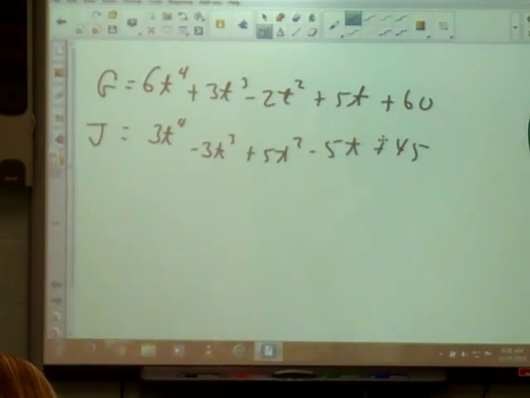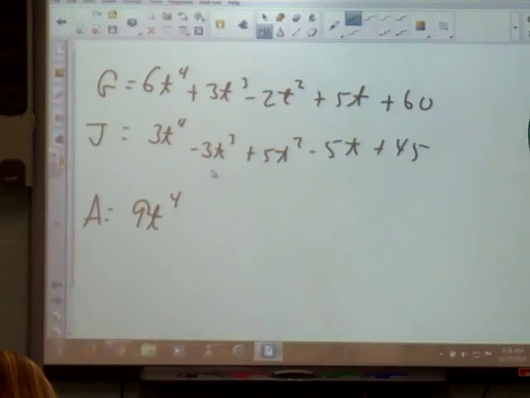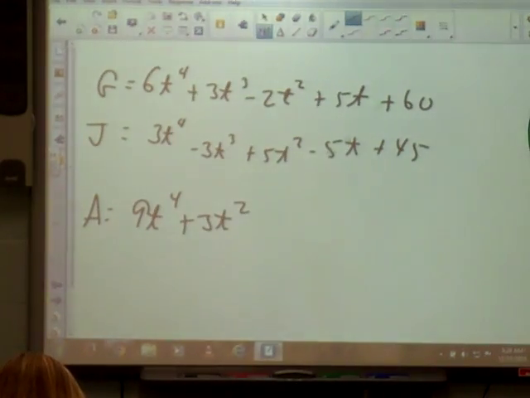A says find a new model A for the total number of green tea and fruit sales. So they're just wanting to combine them, adding like terms. A is going to be equal to 6t to the 4th and 3t to the 4th is 9t to the 4th. These cubes cancel out: 3t cubed and negative 3t cubed is nothing. Negative 2t squared and 5t squared is a positive 3t squared. The 5t's cancel out, 5 and negative 5 is nothing. And then 60 and 45 is 105. So pretty simple on that.